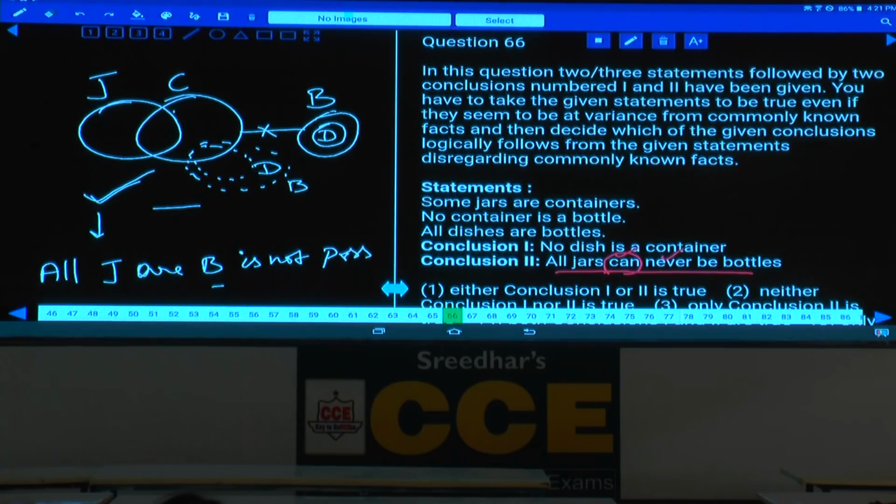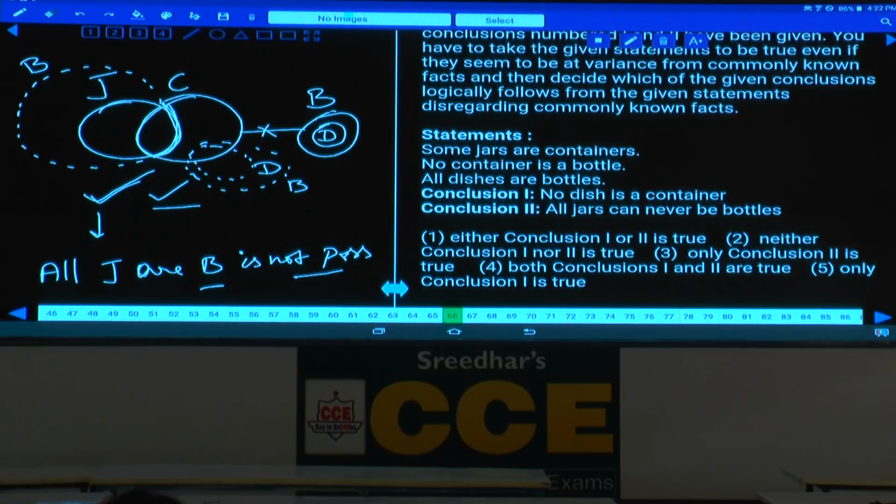Now to check this one, our diagram should be like this. Bottle must be like this. Now tell me whether I can draw my bottle like this. If you draw bottle like this, then what happens here? No bottle is container will be false. Hence, it is not at all possible. Clear? All jars are bottles is not possible is true, because to make this one false, it cannot be false even once. Hence, it must be true forever. Then what is your answer here? Both the conclusions follow. That is choice 4. Question number 66, choice 4.